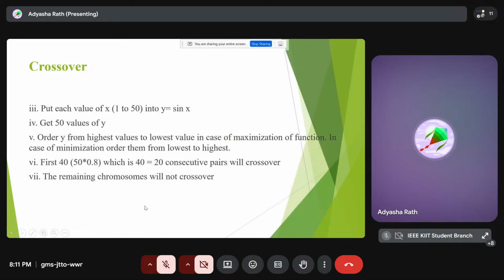Then you go forward, put each value of x from 1 to 50 into y equals sin x. So you will get 50 values of y, because sin x1, x2, x3 up to x50. Then order y from the highest value to the lowest value if the function is maximization, that means descending order. If you have minimization, then order them from the lowest value to the highest value. Then 50 times 0.8 is 40, that means 20 consecutive pairs will get crossover, and the remaining chromosomes will not get crossover.